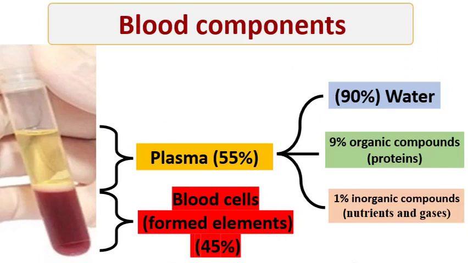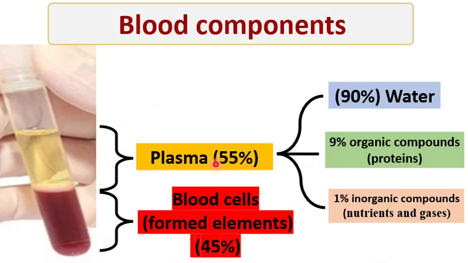We will first discuss the components of the blood in general. This is a sample of blood, containing a yellow color and a red color, which is centrifuged. The yellow color is called plasma. Plasma represents 55% of the blood, and the blood component which is red in color, the blood cells or formed elements, makes up 45% of the blood.